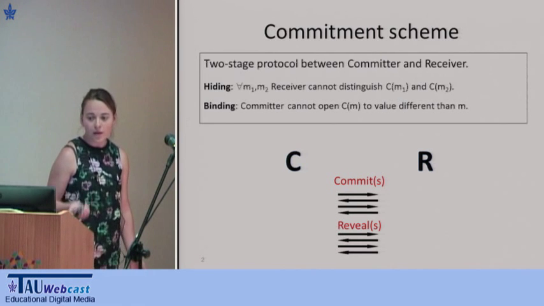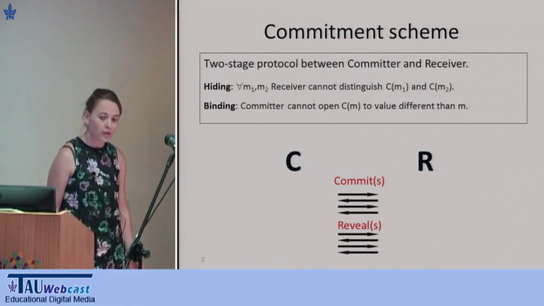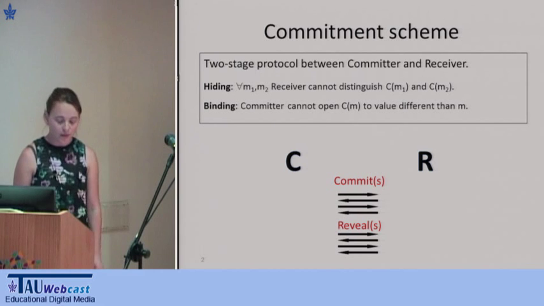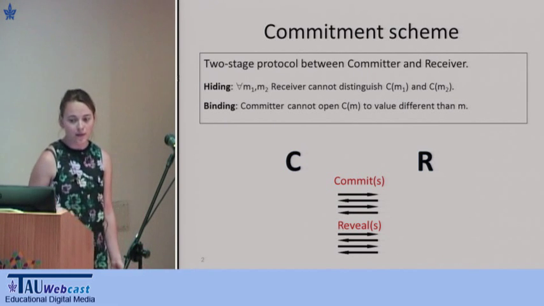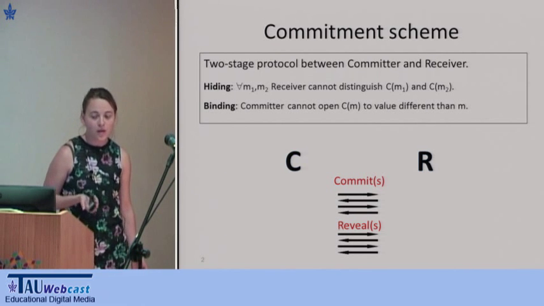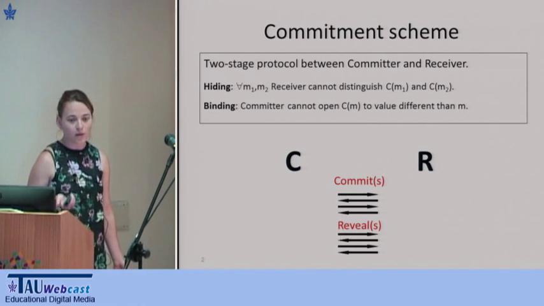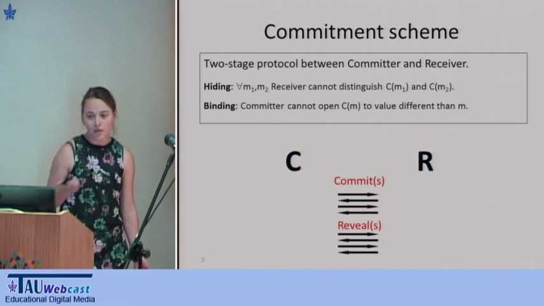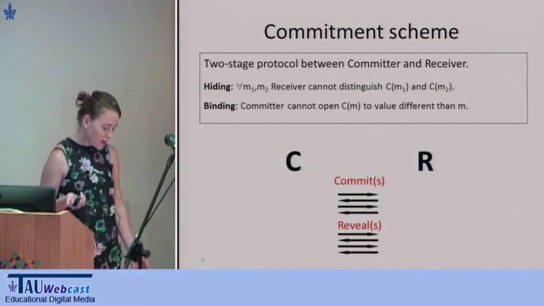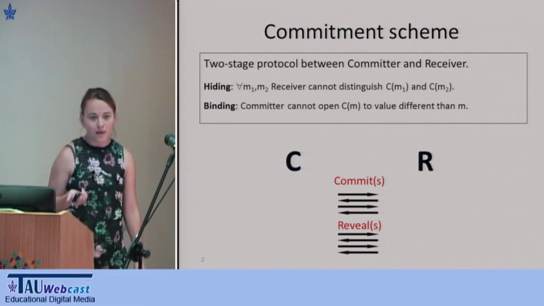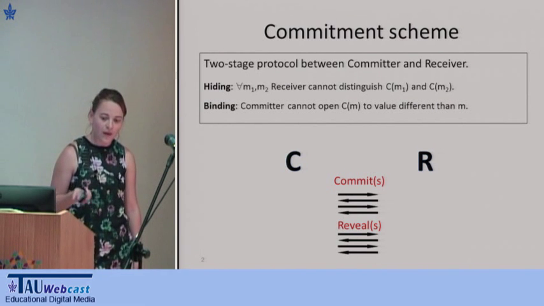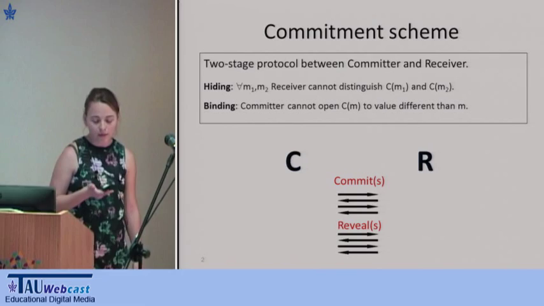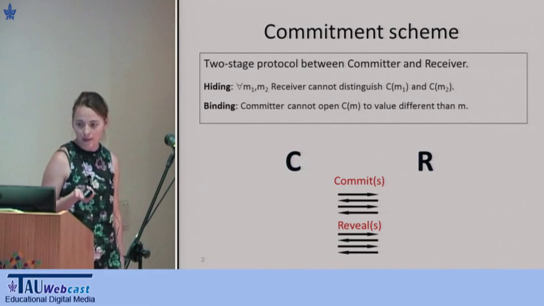So formally, a commitment scheme is a two-stage protocol between a committer and a receiver that has the following properties. The first property is hiding. It means that for any two messages, the receiver cannot distinguish between a commitment to M1 and a commitment to M2. And the second property is binding. It means that the committer cannot open the commitment to a value that is different from the value that was determined at the end of the commit phase.